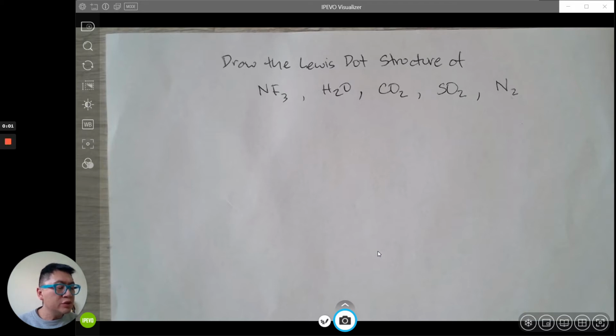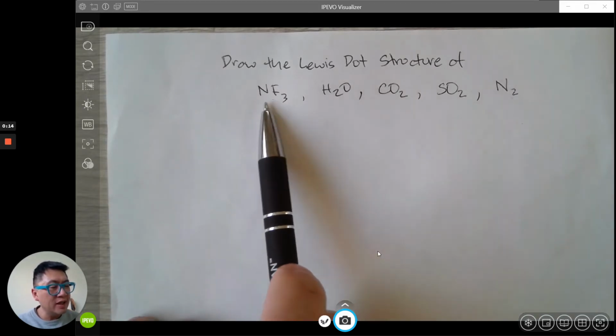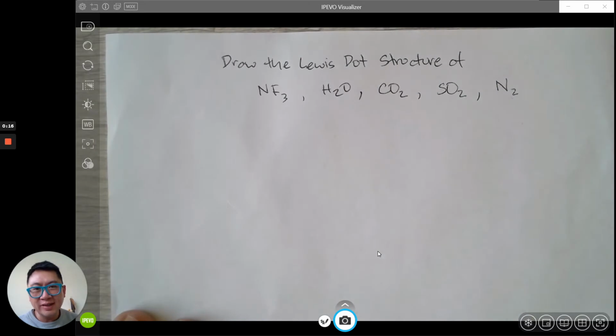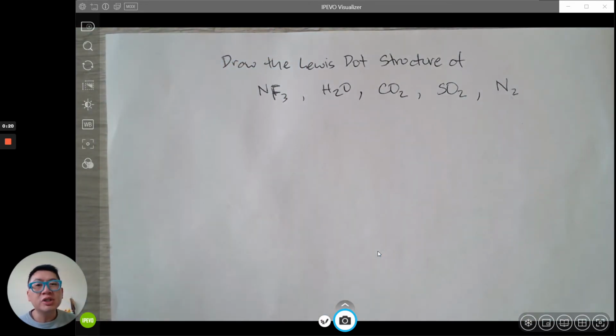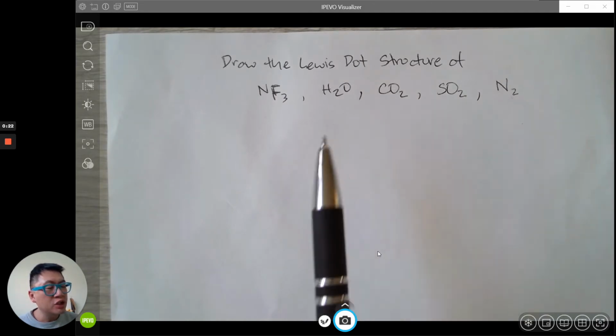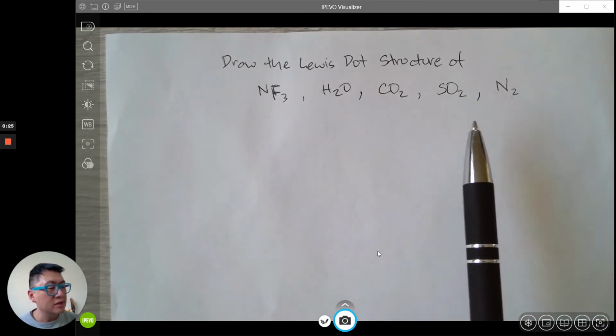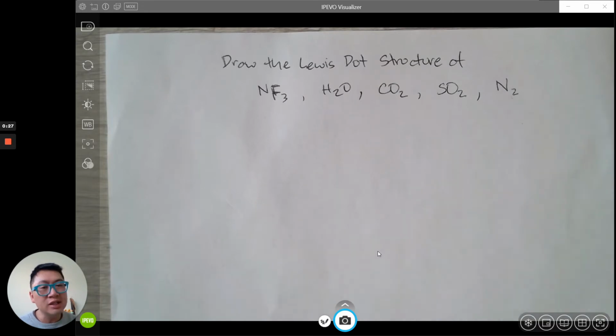So today I want to do 5 different Lewis dot structures as examples before continuing on with the notes. I want to draw the Lewis dot structures of the following. Sorry for my handwriting. That's NF3, nitrogen trifluoride. Nitrogen trifluoride, NF3, H2O water, carbon dioxide, CO2, sulfur dioxide, SO2, and N2 nitrogen. I want to draw the Lewis dot structures of each one of these.